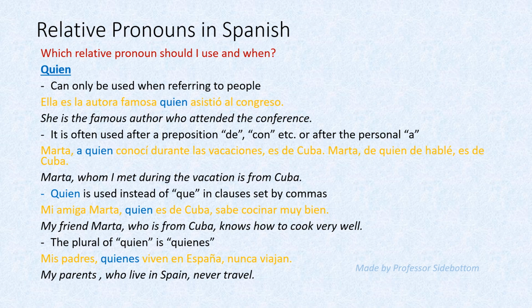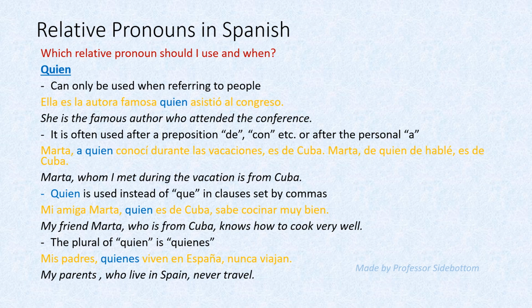Quien is often used after a preposition like de, con, or after the personal a. Marta, a quien conocí durante las vacaciones, es de Cuba. Marta, whom I met during the vacation, is from Cuba. Or we could say Marta, de quien te hablé, es de Cuba.